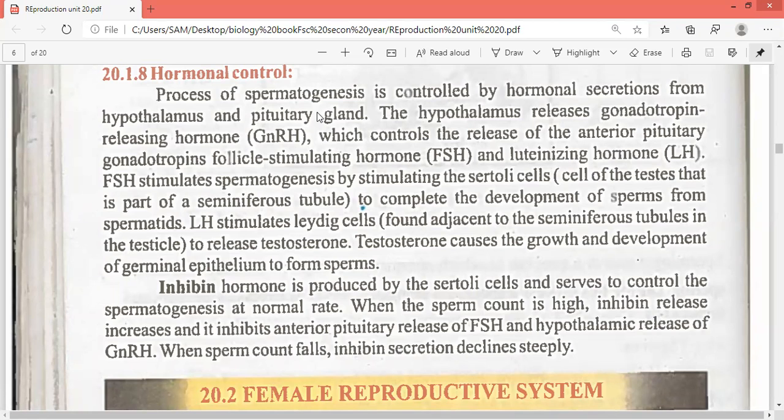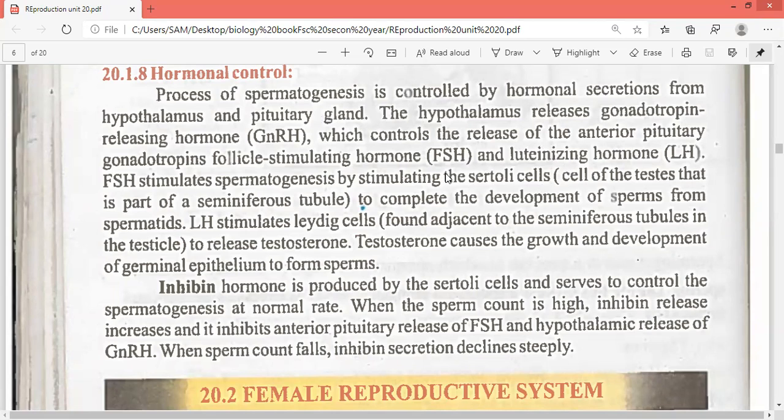If there is any stress, any tension, or any kind of health issues, then the male would not be able to produce the normal amount of sperms, and that will cause infertility. The hypothalamus releases gonadotrophin releasing hormone which controls the release of anterior pituitary gonadotrophins, follicle stimulating hormone and luteinizing hormone, which stimulate spermatogenesis by stimulating the Sertoli cells.